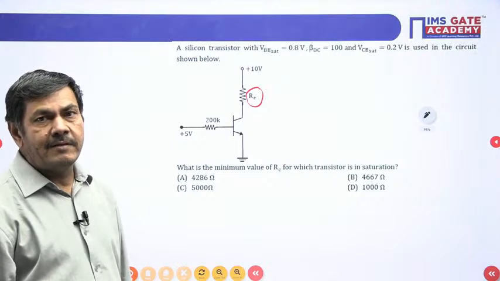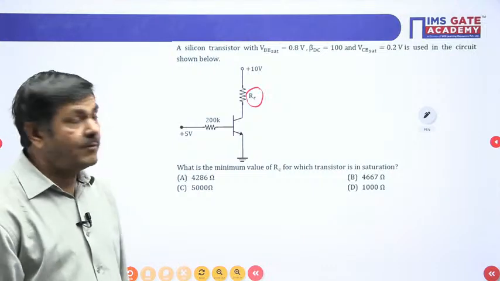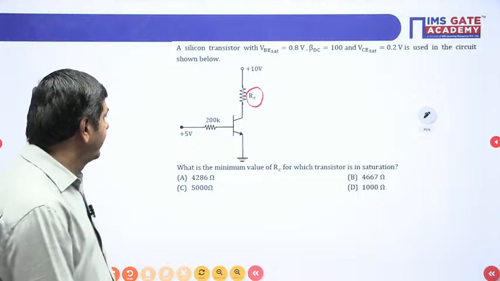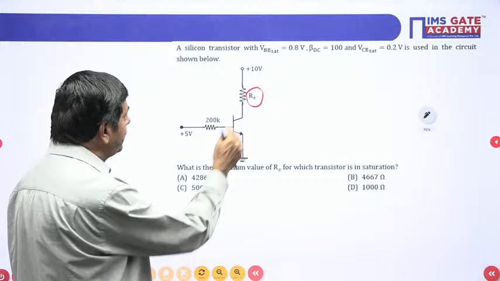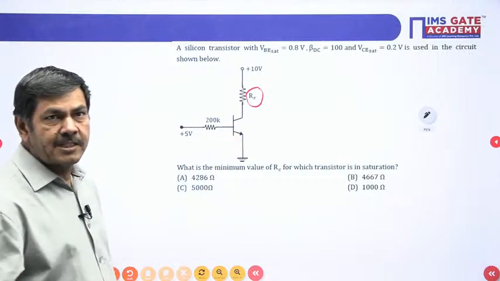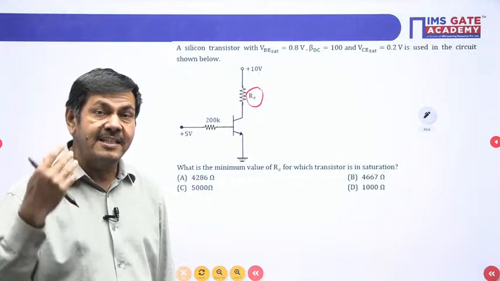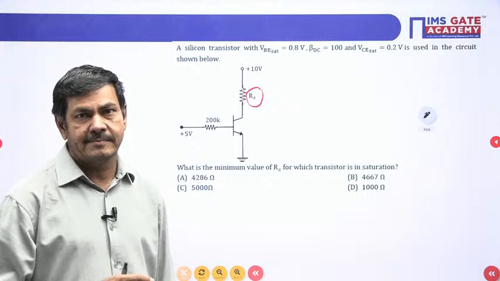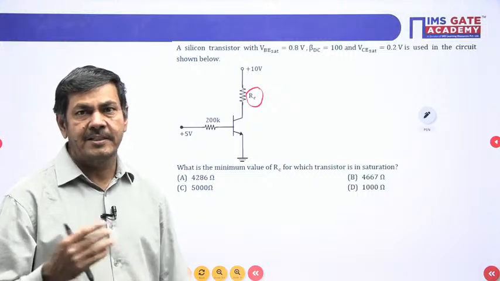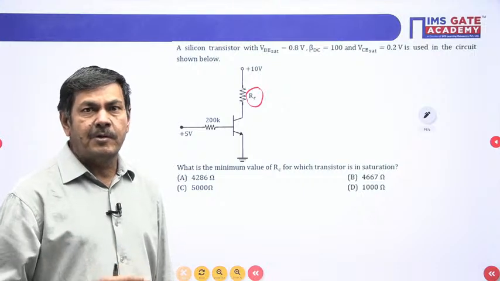You know very well when the transistor will come to the saturation stage. When the supply voltage is given here, base current is going to flow. When you increase the base voltage more and more, the base current also increases more and more. Simultaneously, the collector current also increases. But after some time, what is going to happen now?